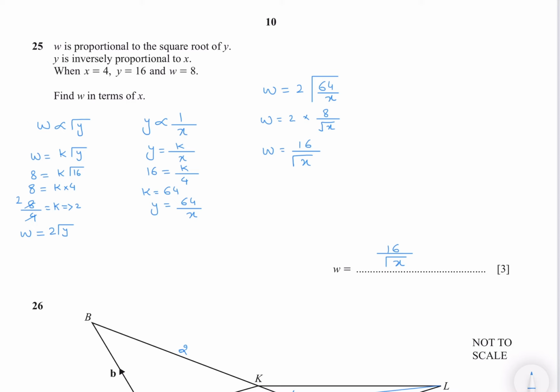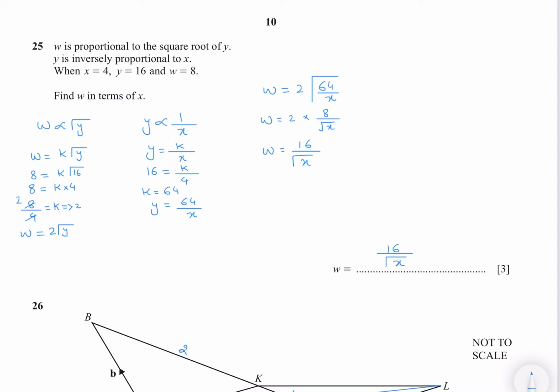So first we write w is directly proportional to root of y. So we have to write w is equal to k times root of y. So w is 8, y is 16. From here we can find the value of k, which is 2. Put it back in the formula. W is equal to 2 root y.